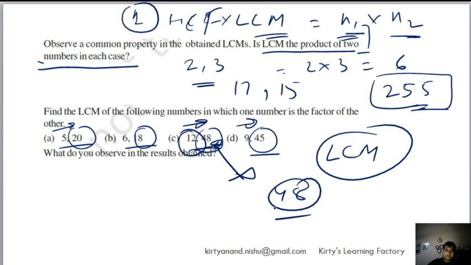So yeah, I think that was on LCM and HCF, guys. And then there are multiple applications, but learn to understand the concept rather than just chasing the problems.